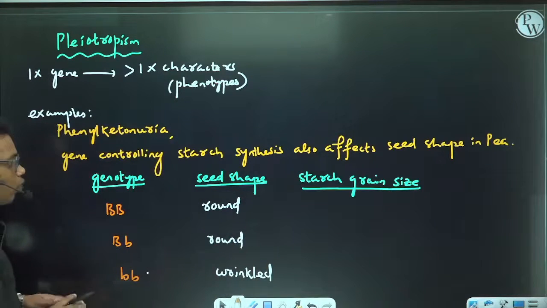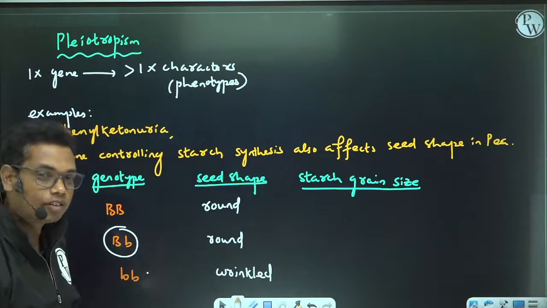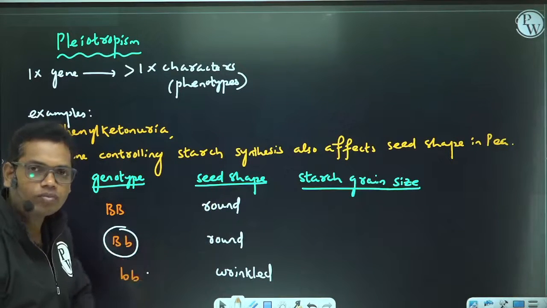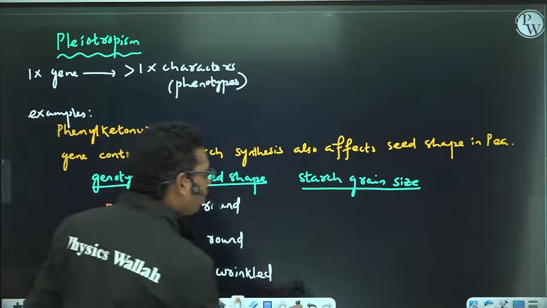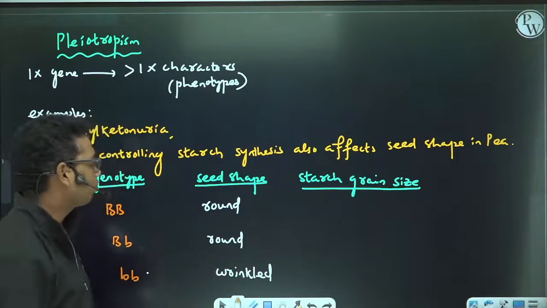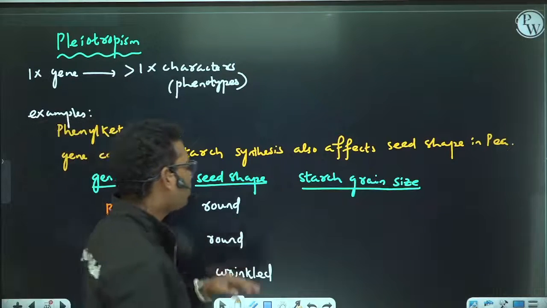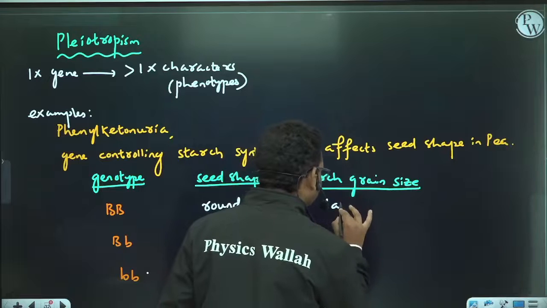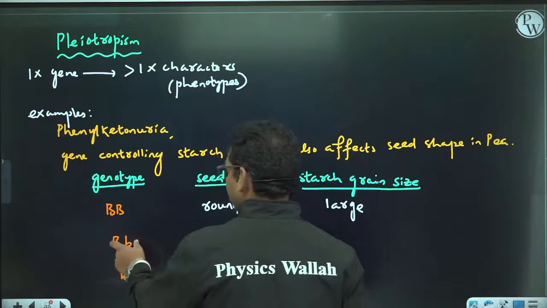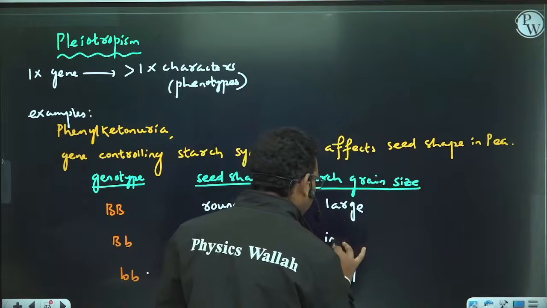So I can say, with respect to seed shape, capital B and small b show dominance. That means with respect to seed shape, capital B is dominant over small b. Clear? But what about the starch grain size? Capital B is responsible for large starch grain and small b is responsible for small starch grain. So here the starch grain will be large in size and here the starch grain will be small in size. And in this case, capital B small b is present, and the size is not large, it is intermediate size.